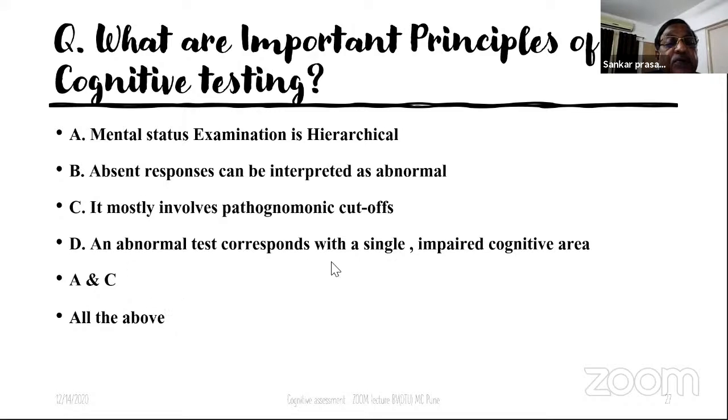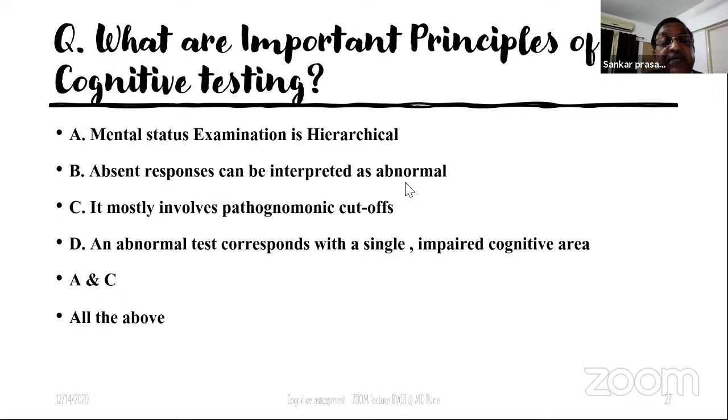or all the above? What are the important principles? And I know it's a difficult general question, so you can answer. You can answer is all the above. And what are the important principles? The mental status examination is hierarchical. That's just attention you have to do first, and subsequently you can start doing other domains.